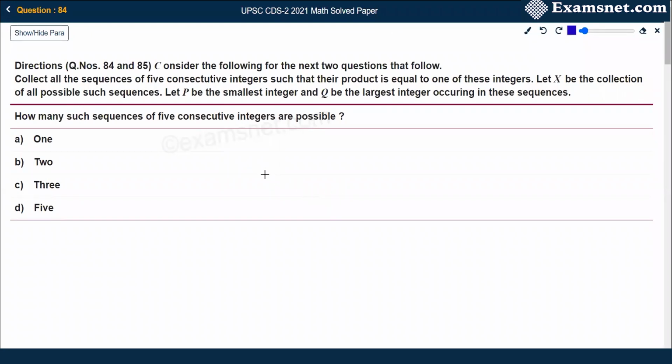In question number 84, it is given: consider the following for the next two questions that follow. Collect all the sequences of 5 consecutive integers such that their product is equal to one of these integers. Let X be the collection of all possible such sequences. Let P be the smallest integer and Q be the largest integer occurring in these sequences. So how many such sequences of 5 consecutive integers are possible?